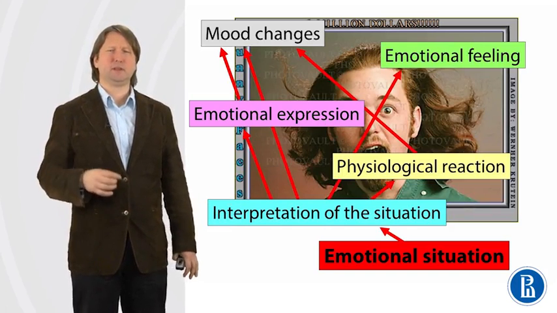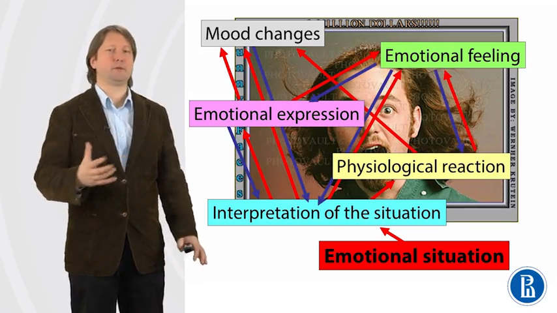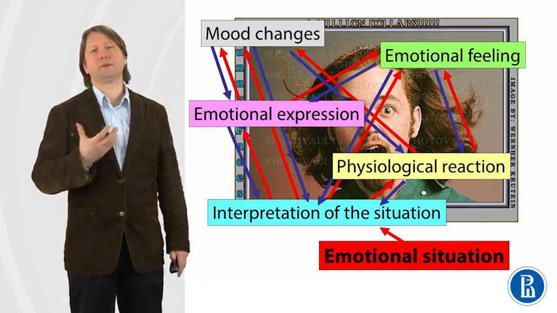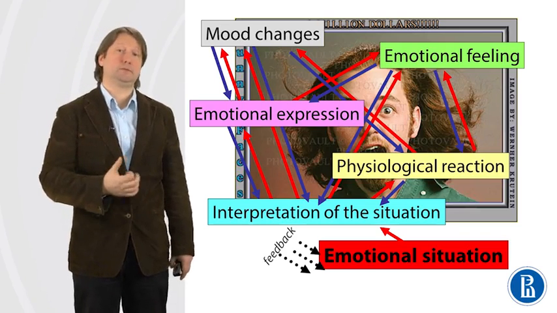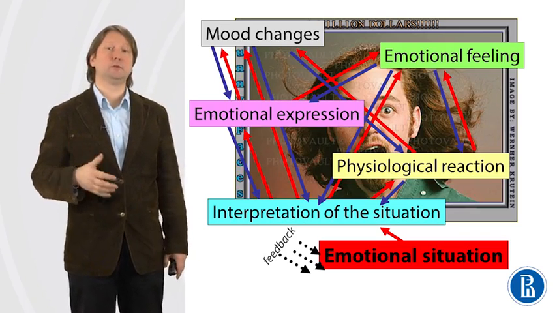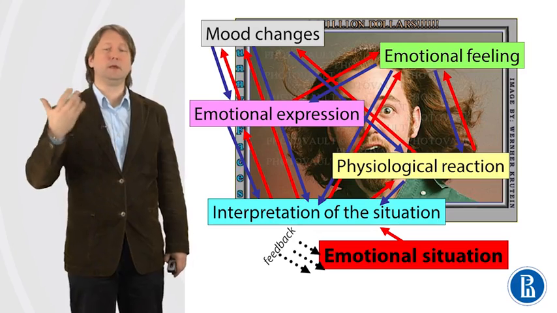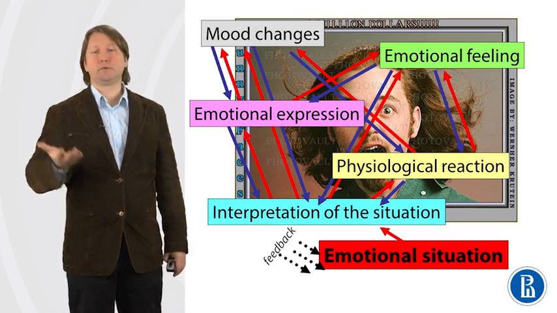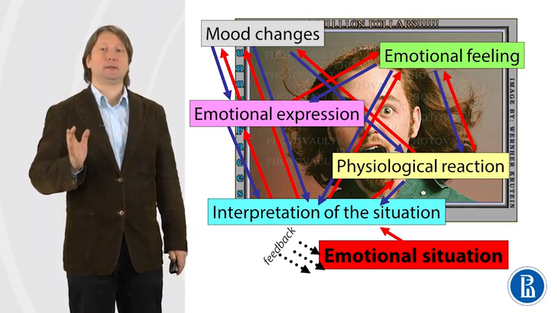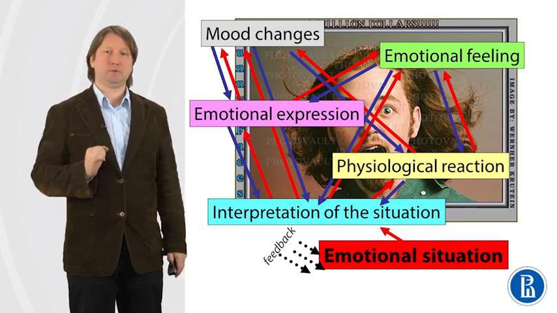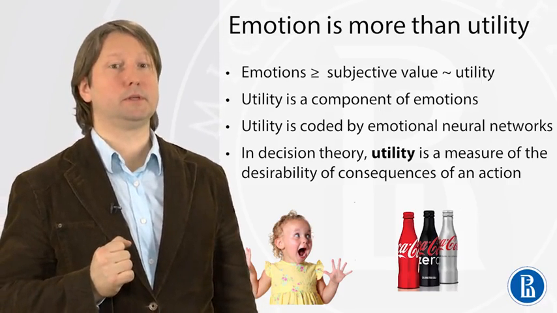So emotion normally is a very complex phenomenon. It consists of various stages. We use a very simple definition for the purpose of this course. Emotions are equal to values. Of course, emotions also include mood changes, emotional expressions, physiological reactions, and so on. But for the purpose of our neuroeconomics course, I think it is important to understand that values are parts of the emotions. So emotions perhaps are more complex phenomena than values.